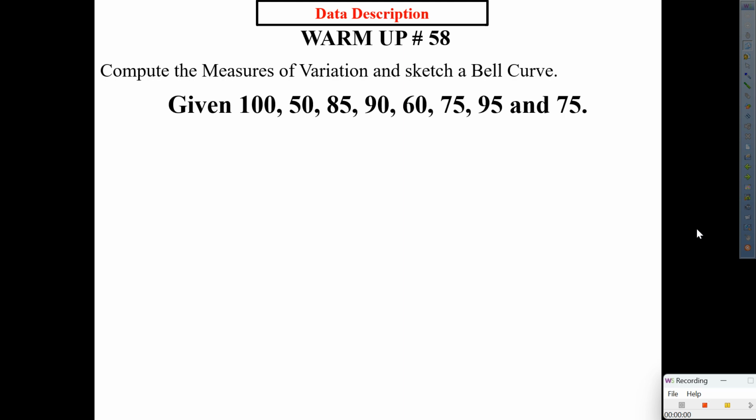Warm-up 58 comes up as soon as you log in. Send me your warm-up as soon as you're done. Let's go. So once again, warm-up 58. Make sure you submit that. Some of you already did. Thank you.